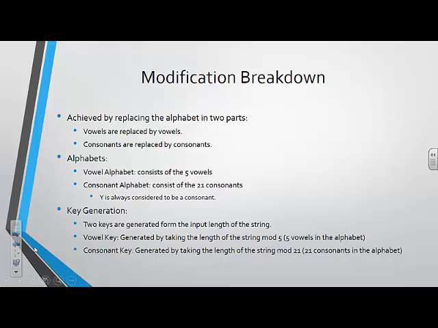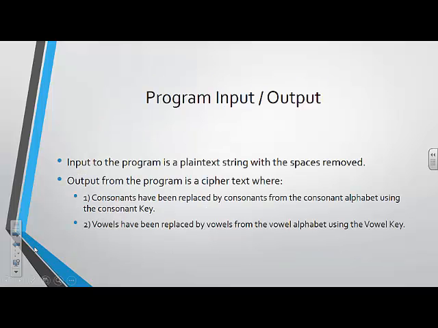For our key generation, 2 keys are generated from the input length of the string. The vowel key is generated by taking the length of the string modded by 5 for 5 vowels in the alphabet, and the consonant key is generated by taking the length of the string mod 21 for the 21 consonants. The input for our program is a plaintext string, and all the spaces are then removed, and the output of the program is a ciphertext where consonants have been replaced by consonants and vowels by vowels.